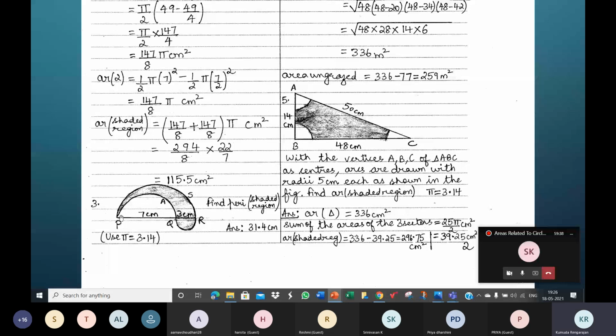So the steps, just as we discussed now, are pi into 7 by 2 plus pi into 3 by 2 plus pi into 10 by 2, or pi into 5. Pi is 3.14, and the perimeter is 31.4 centimeters.